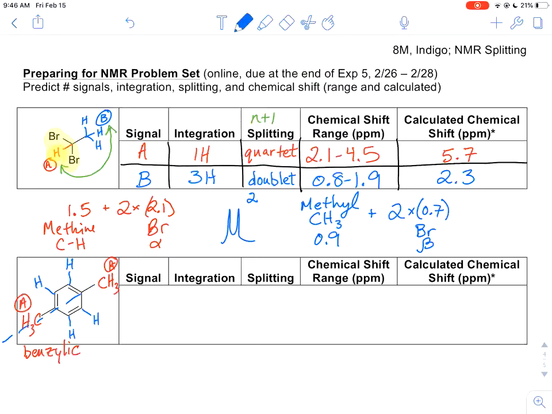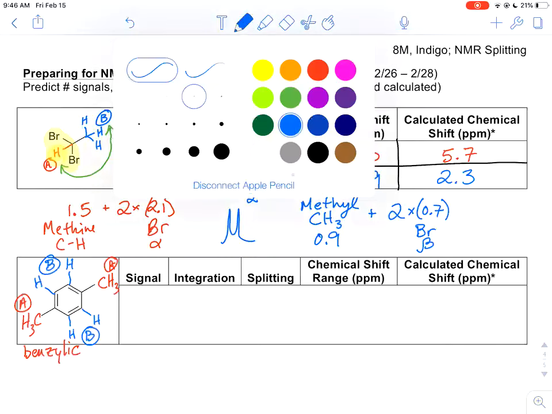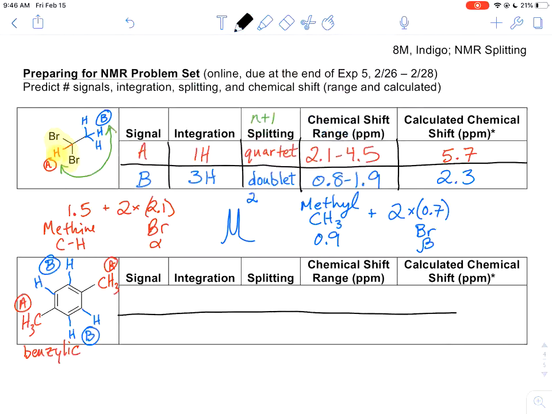That's not always going to be the case, but that's what happens when you have a para-disubstituted ring and those 2 substituents are the same. So those 2 methyl groups are the same, so there's lots of symmetry in that molecule. So we're going to call all of those hydrogens in blue B. Once again, we just have 2 signals.